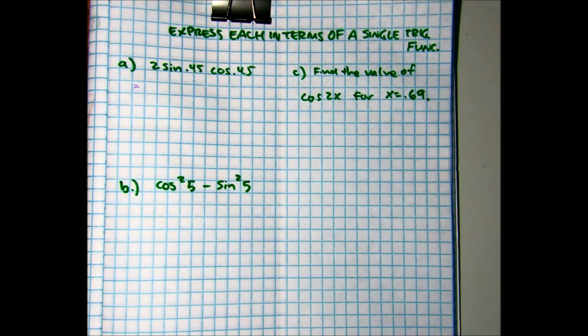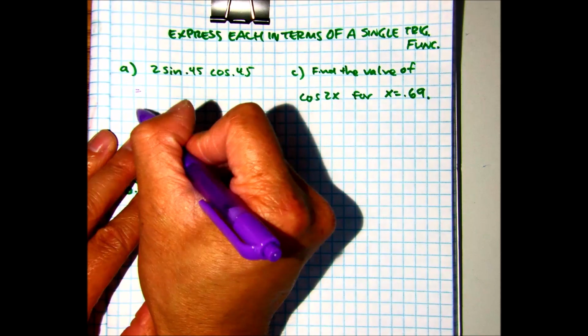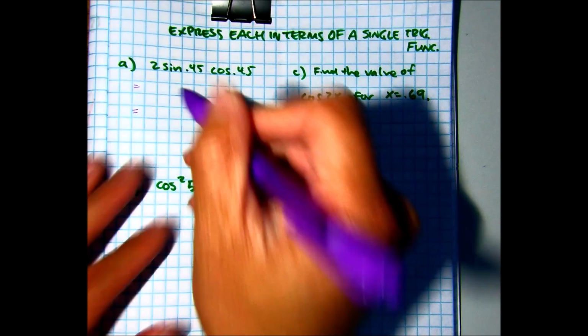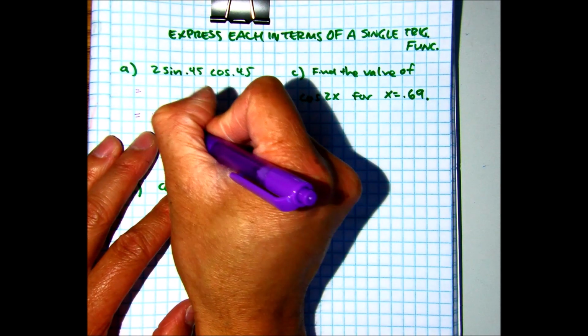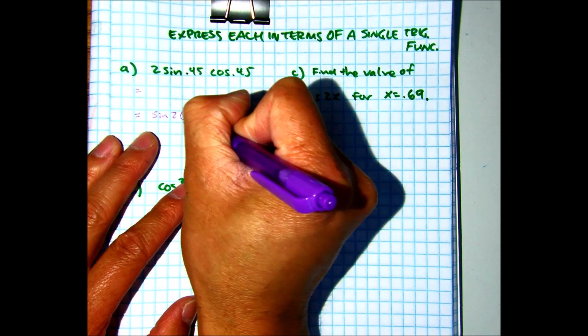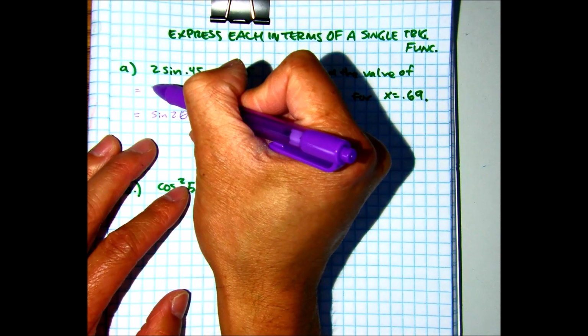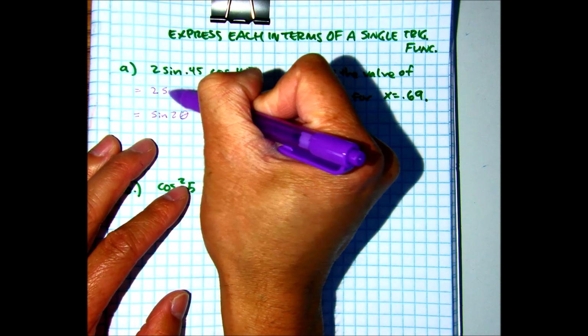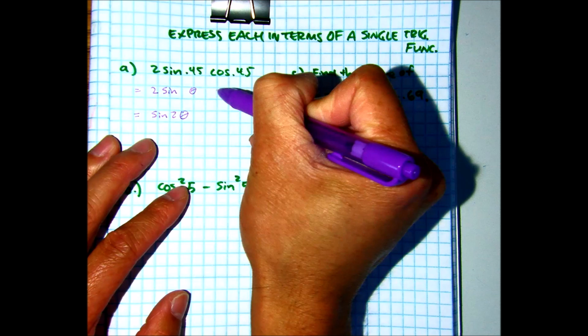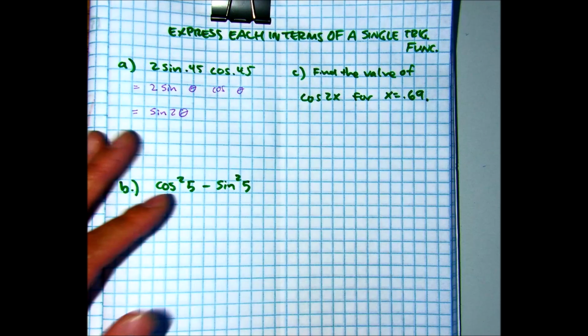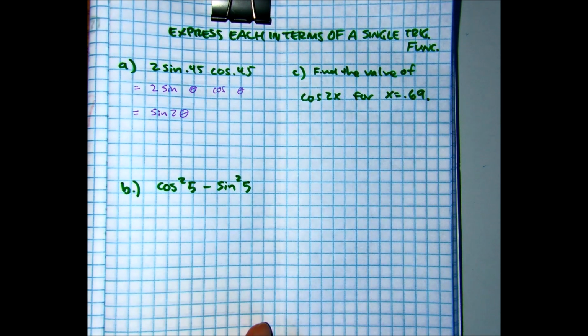Look at your formula sheet with all the identities. Alright, you guys said the double angle identity. Which double angle identity? Okay, watch. Sine of 2 times the angle equals 2 sine theta cosine theta. Now, again, you can always just change your angle to a different variable.